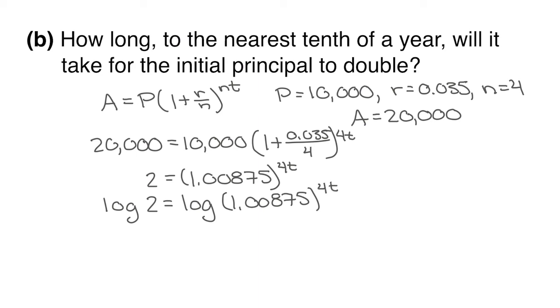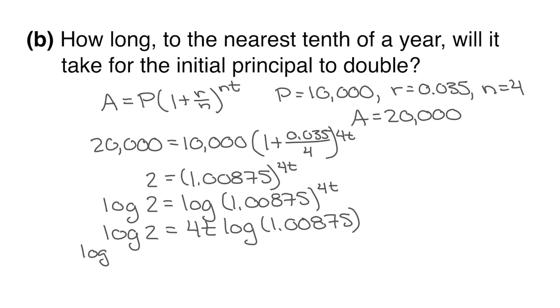We can now use the power rule to rewrite the right side as a product. We have log of 2 is equal to 4t times the log of 1.00875. Now we can solve for t by dividing both sides of the equation by 4 times the log of 1.00875. So we have the log of 2 divided by 4 times the log of 1.00875 is equal to t.